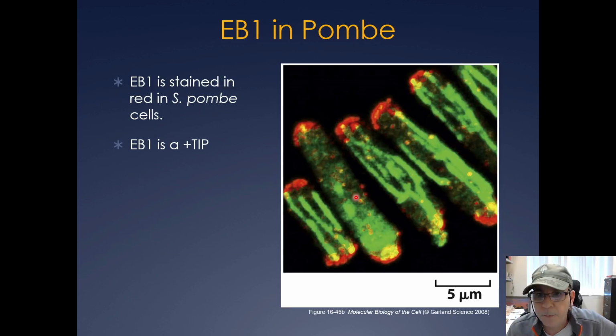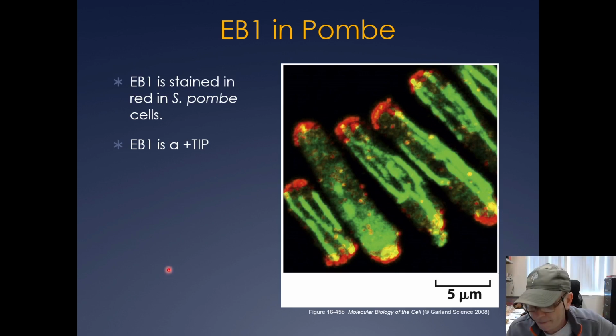In Schizosaccharomyces pombe, which is a fission yeast cell, you have a plus tip protein called EB1, and you can see it here, shown in red, and it just binds to the plus end of the microtubules.